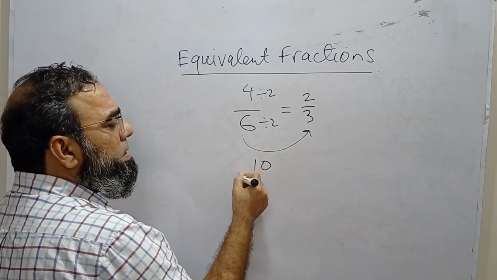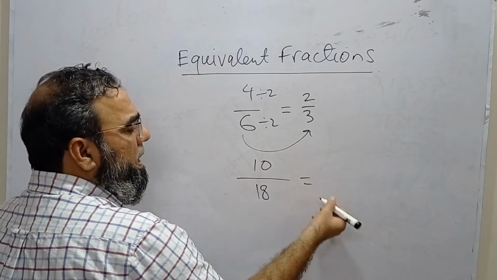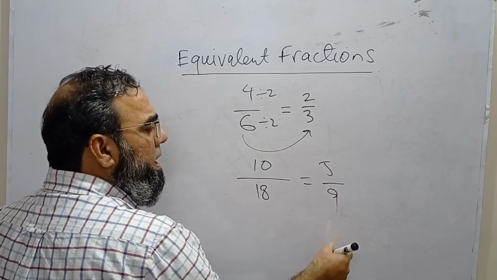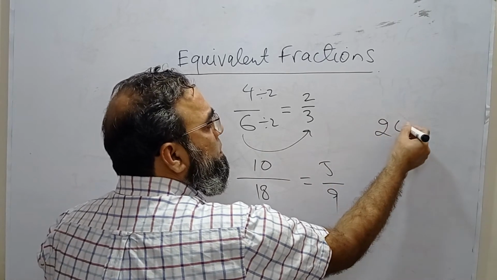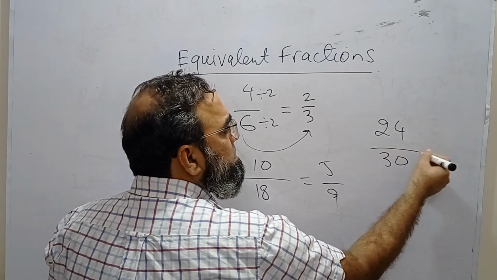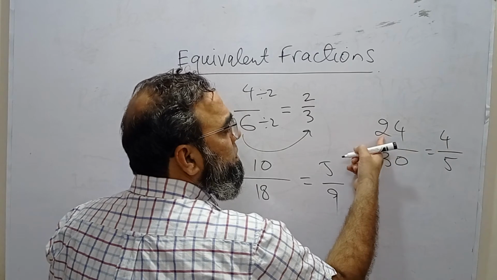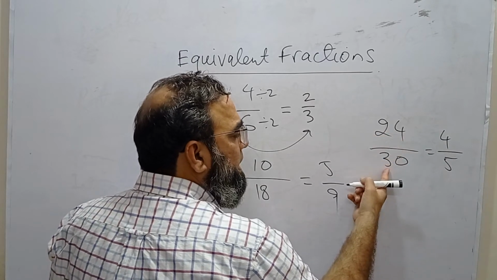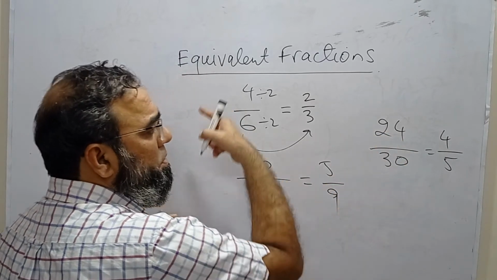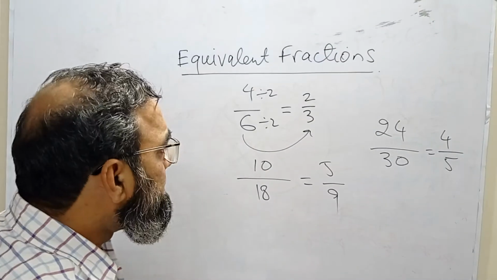Let's say you have 10/18. You can write it as 5/9. Let's say you have 24/30. You can write it as 4/5. 6 times 4 is 24, 6 times 5 is 30. So this is basically the concept of the equivalent fractions.